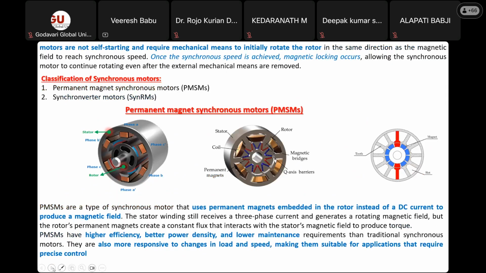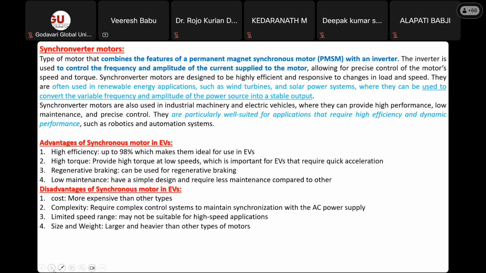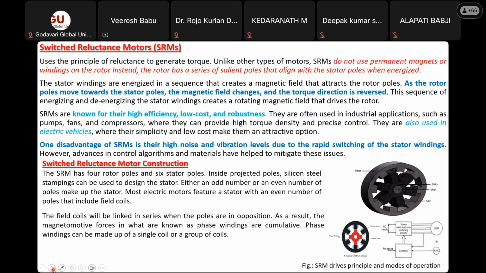This is a switch reluctance motor. It uses the principle of reluctance to generate torque.